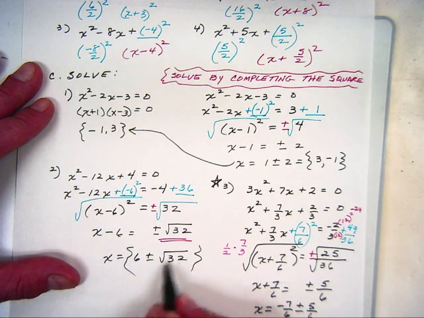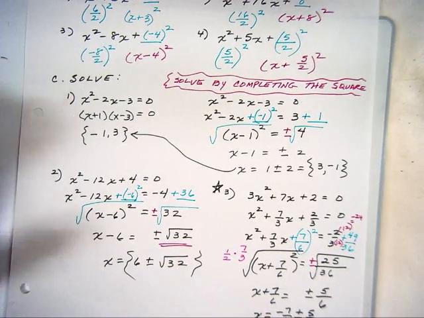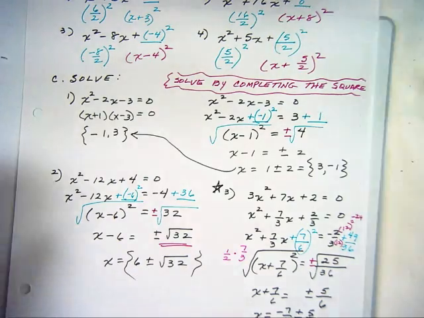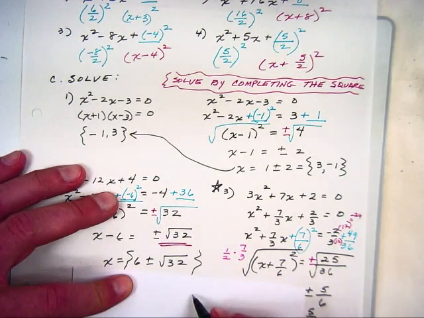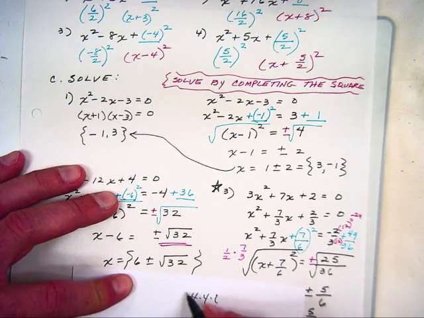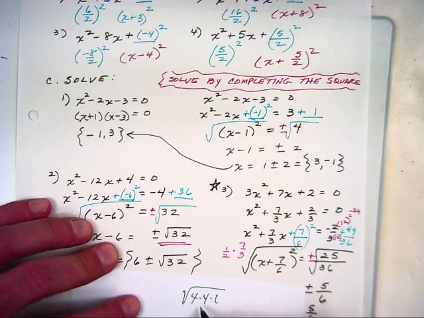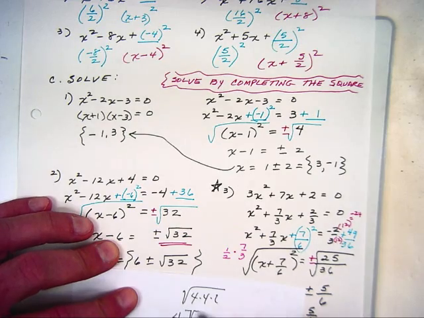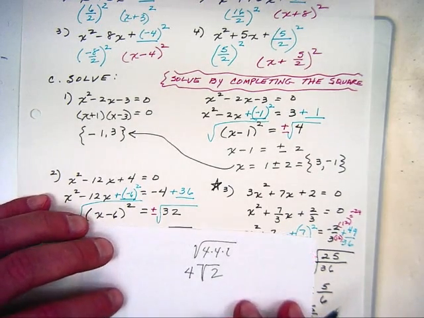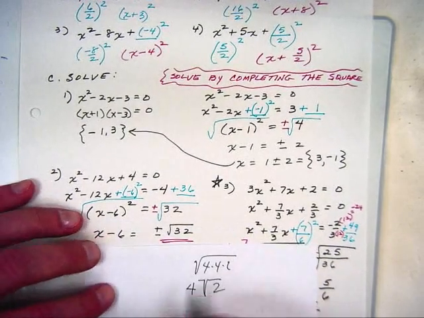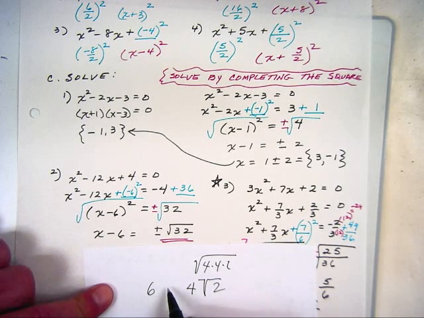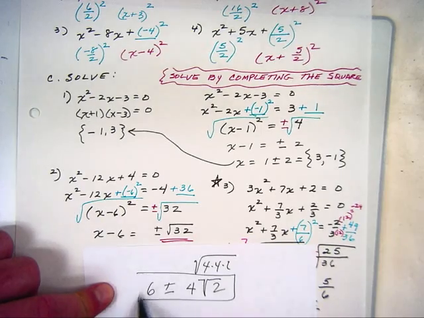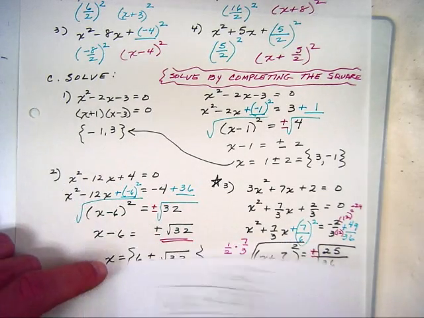Oh, we can break the square root of 32 down. She didn't do it here, but if we want to break the square root of 32 down, it's 4 times 4 times 2. So if I have two 4s, I can pull one out. So the square root of 32 is 4 root 2. So my best final answer for this would be 6 plus or minus 4 root 2. That would be the best final answer for number 2 here.